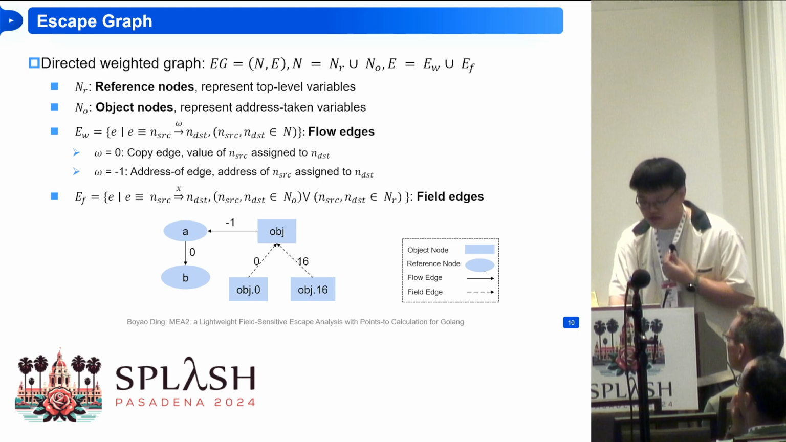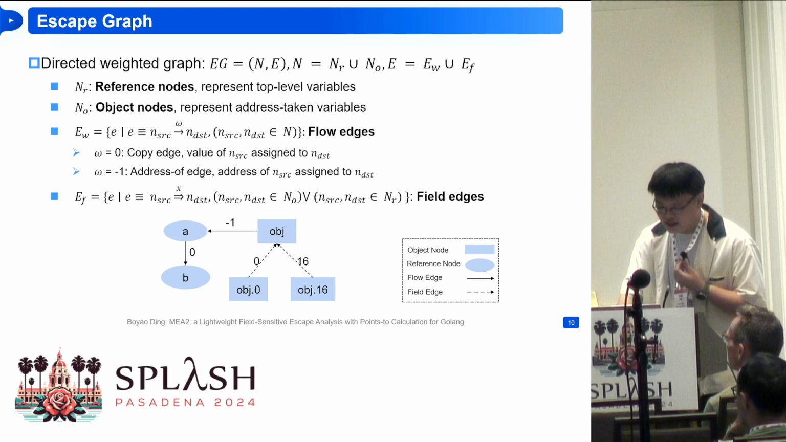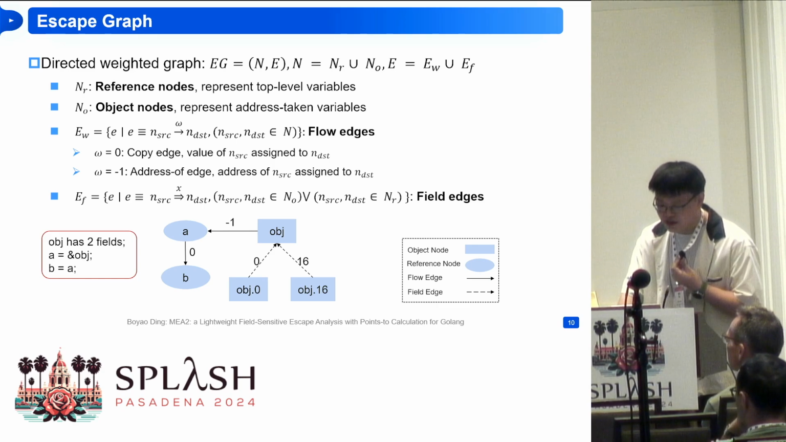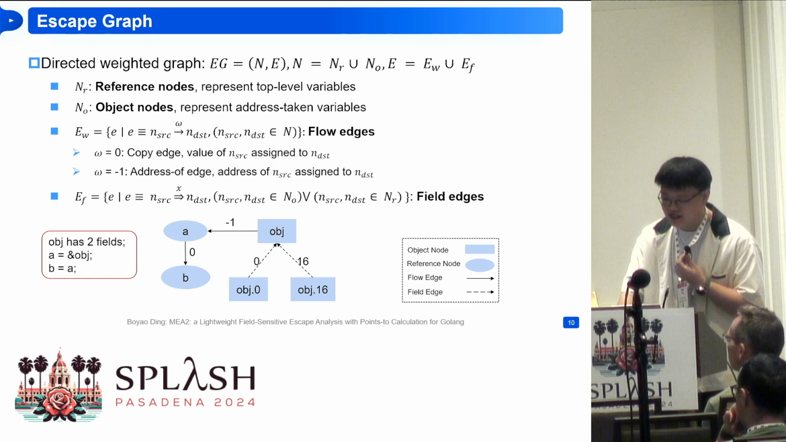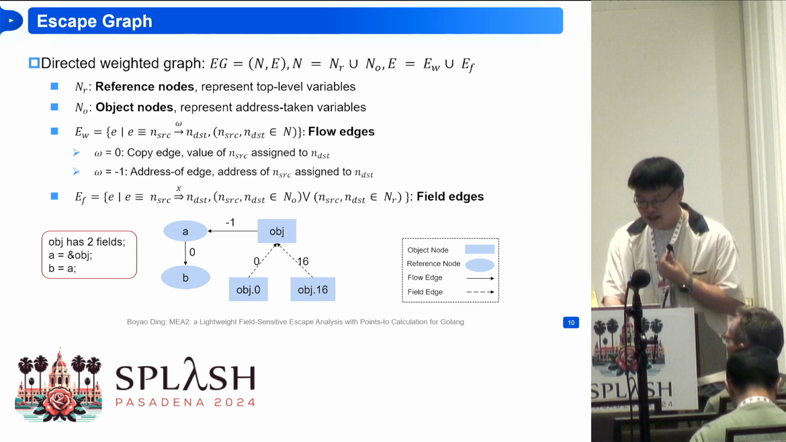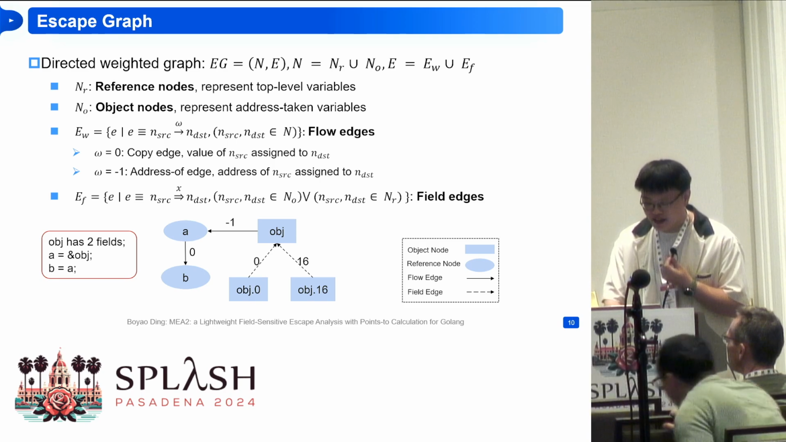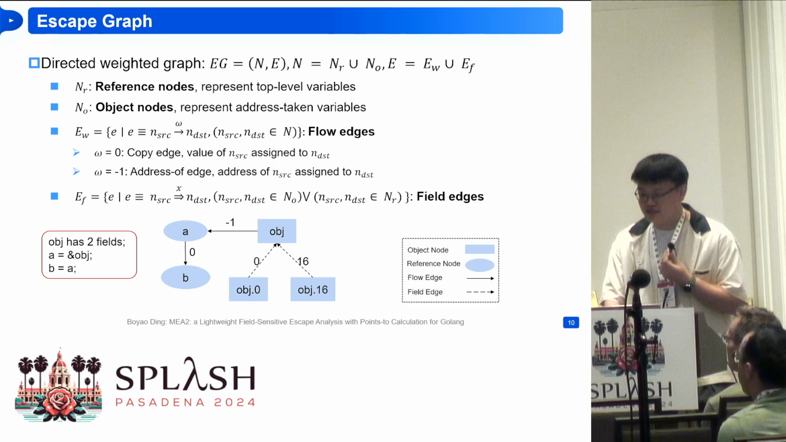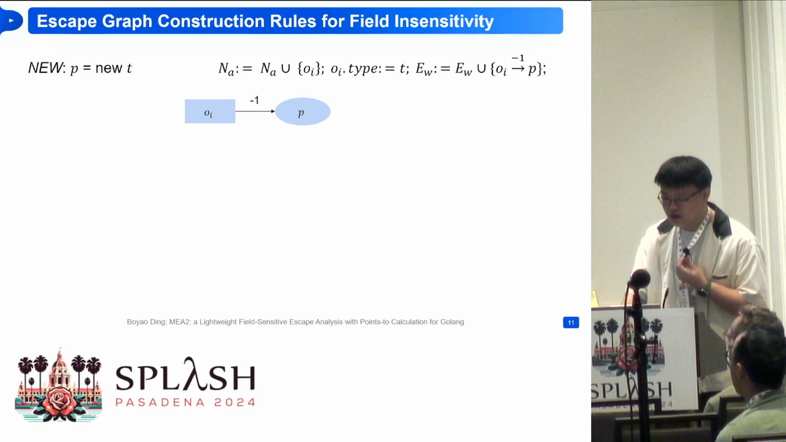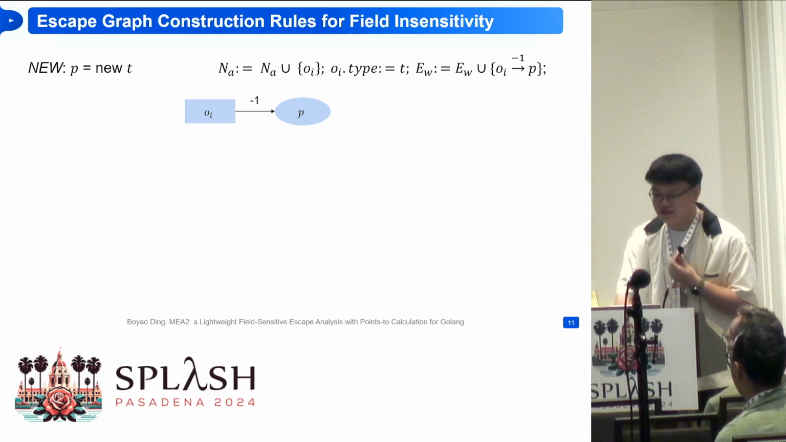This figure shows a simple escape graph, and it conveys the following information. The object OBJ has two fields with offsets 0 and 16. Its address is assigned to A, and the value of A is assigned to B. First, we will introduce the rules for constructing the escape graph for field insensitivity.